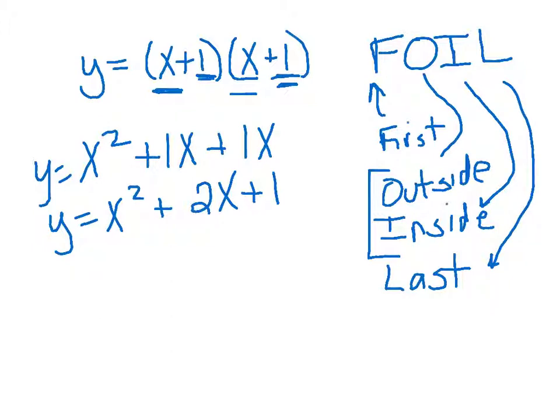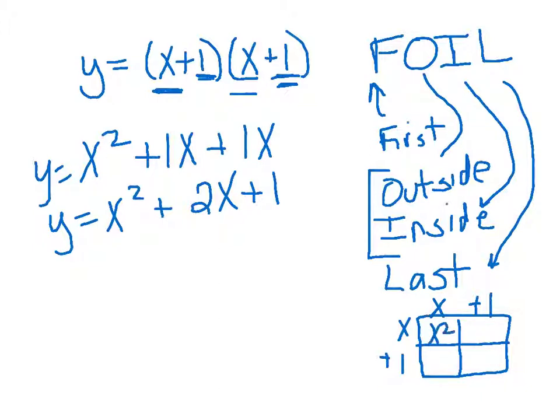Now, if you don't like the FOIL method, the other common method that people have used is kind of like a Punnett square in biology. So x plus 1, x plus 1. And you can just fill in the boxes. X times x is x squared. X times 1 is 1x. X times 1 is 1x. And 1 times 1 is 1. And then combine these two diagonal boxes to equal the 2x. You get the same answer, but some people like to see it out that way a little bit better.